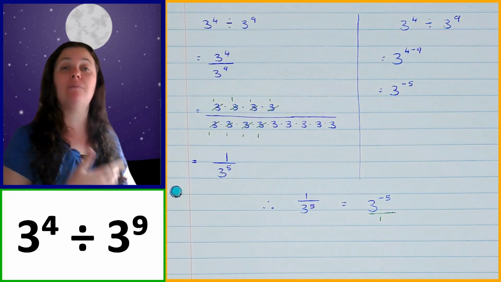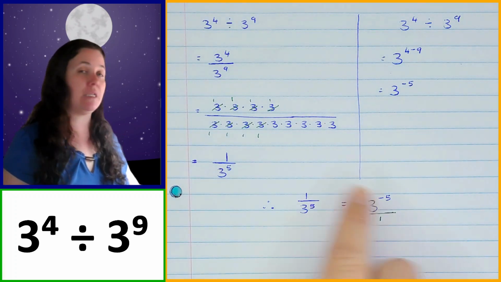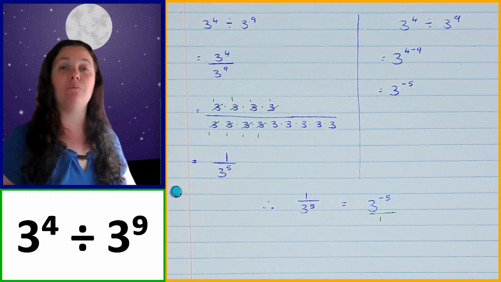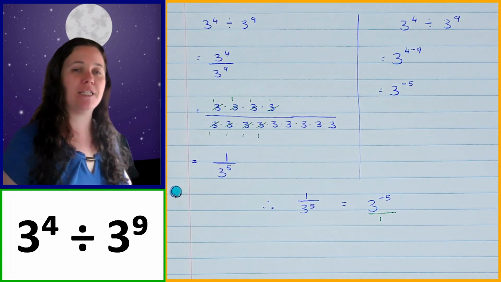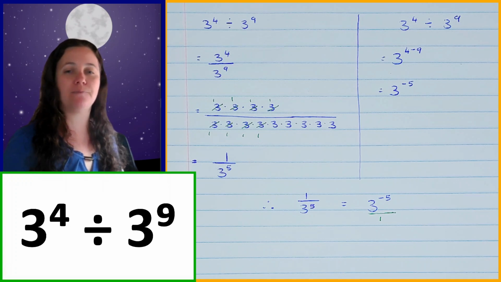I can also do the same thing the other way around. If I've got a negative exponent and it's at the bottom of the fraction, I can move it up to the top of the fraction and the exponent will become positive. Okay, so let's have a look at our rule over here.